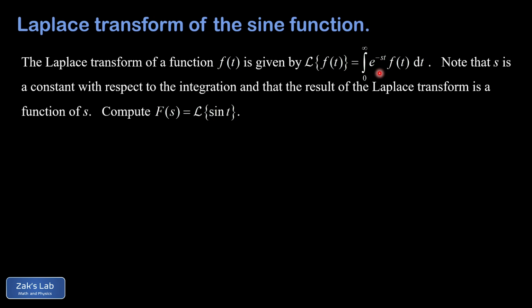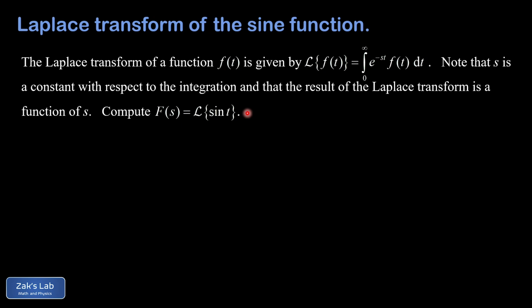So this was actually a bonus problem that I put on my last Calculus 2 exam. But the topic of Laplace transforms is usually an entire chapter in a differential equations book. So this integral transform is actually really useful for solving a lot of differential equations. But for now, we're just trying to compute the Laplace transform of sine of t, and we just want to see what it turns out to be.